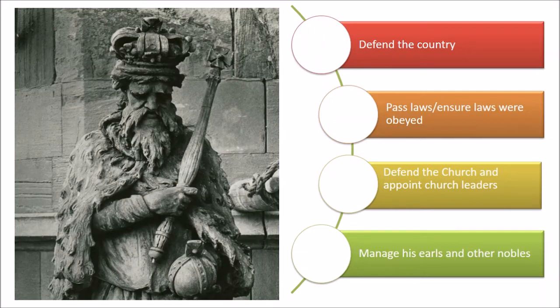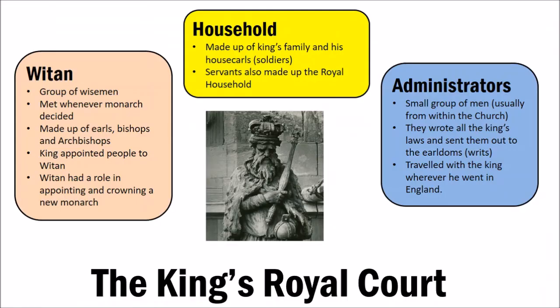Now, a king is just one man. He cannot rule the kingdom alone. And thankfully for our monarch, in this case Edward the Confessor, he had a very interesting support network to help him run his country. And it is known as the King's Royal Court. So you may read extracts or watch some films and it talks about the King's Court. It's not talking about a courtroom, with a judge or anything like that.